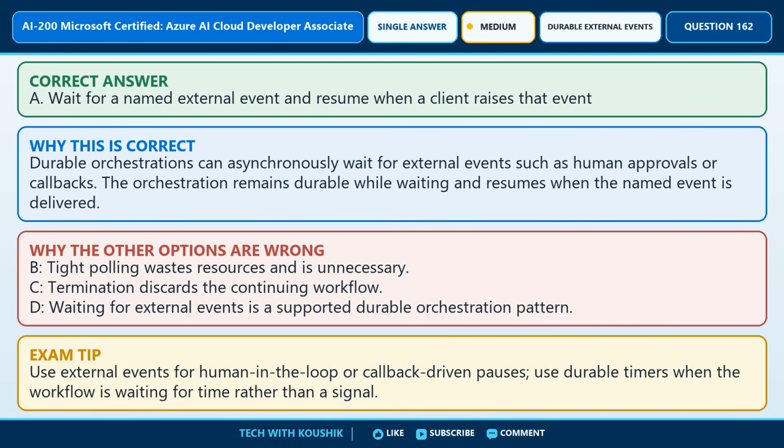Now eliminate the distractors. B. Tight polling wastes resources and is unnecessary. C. Termination discards the continuing workflow. D. Waiting for external events is a supported durable orchestration pattern.